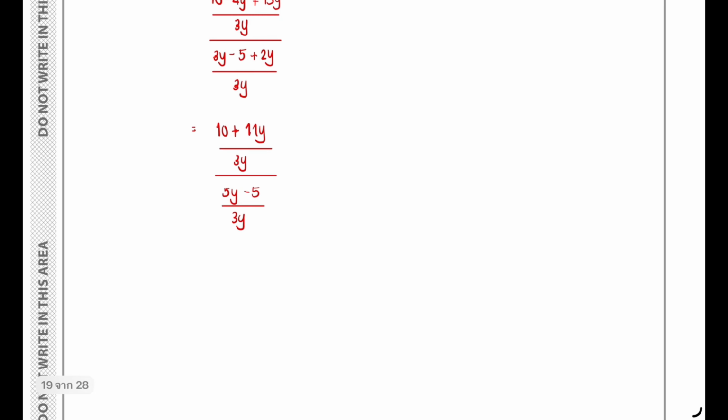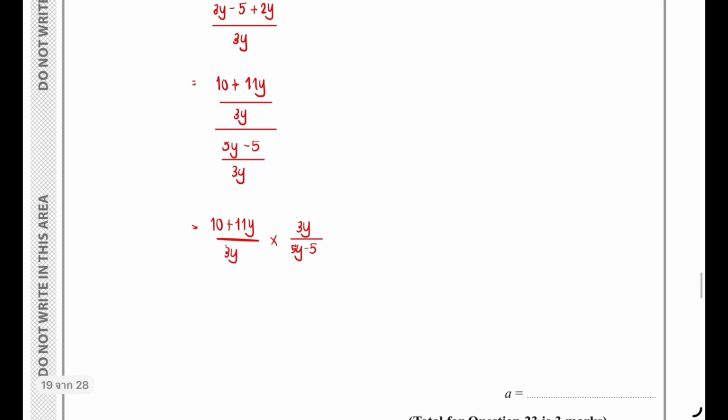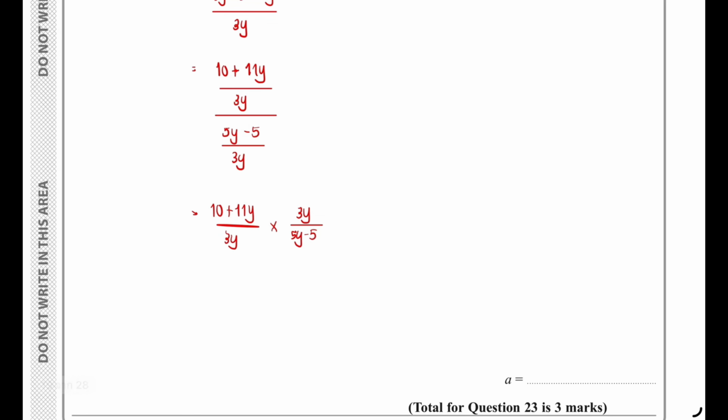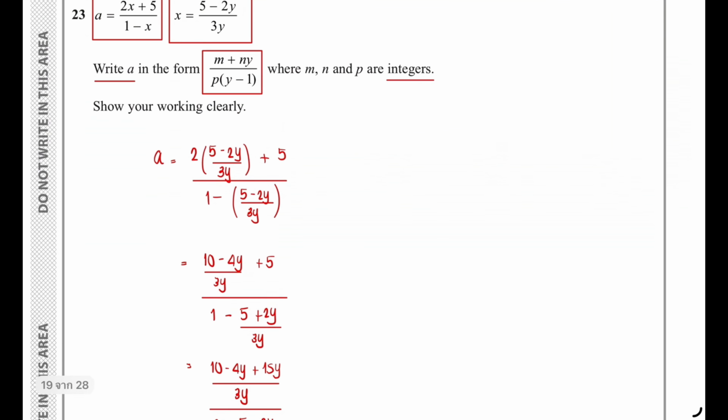And then it will be (10 plus 11y) over 3y times 3y over the (5y minus 5). So 3y can be cancelled out. So it will be 10 plus 11y. And since we have 5 on both terms, I will bring 5 outside. So the remaining will be y minus 1. Yep.